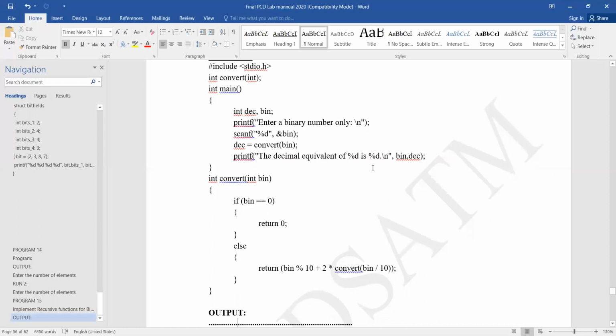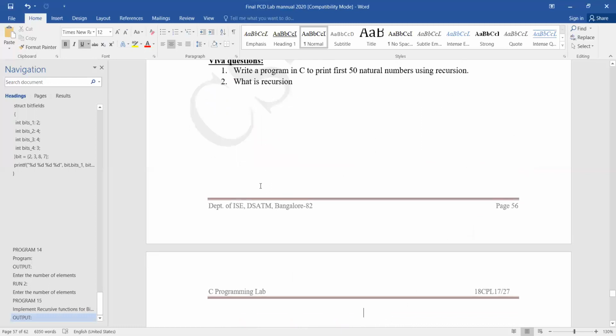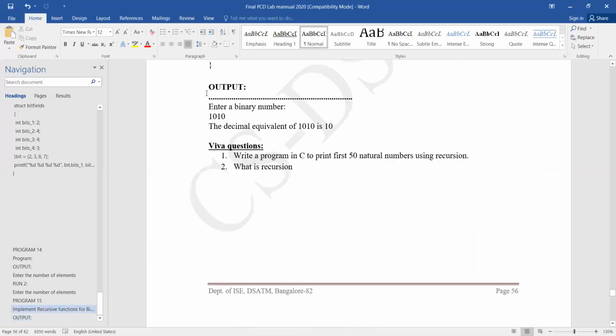The expected output is: enter the binary number 1010. This number only we are considering in our logic. And the decimal equivalent of 1010 is 10. This is the expected output of our program.